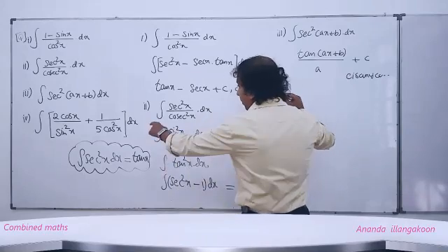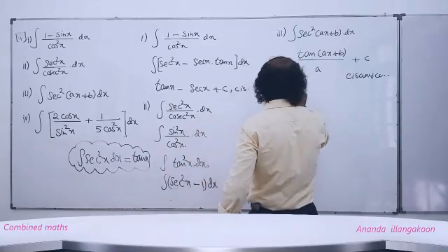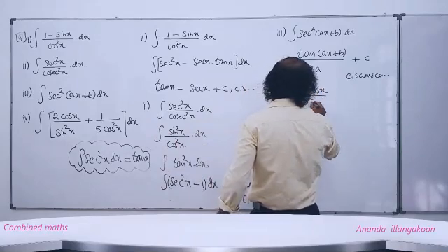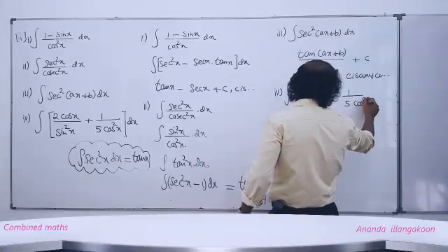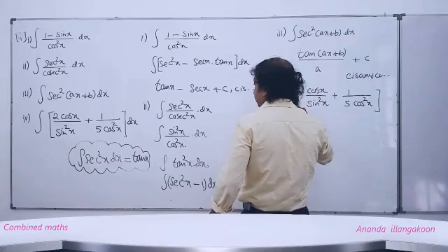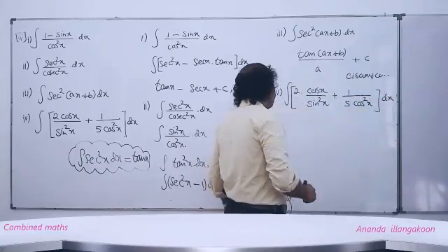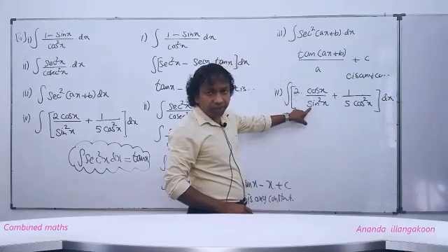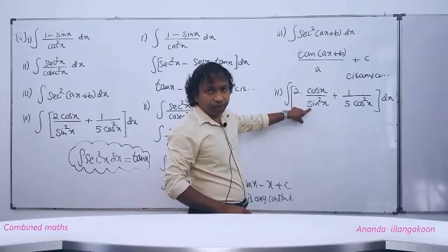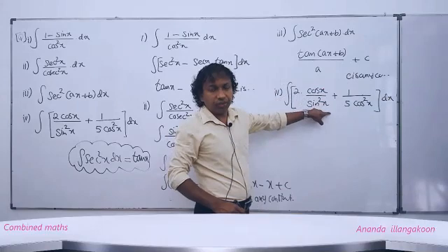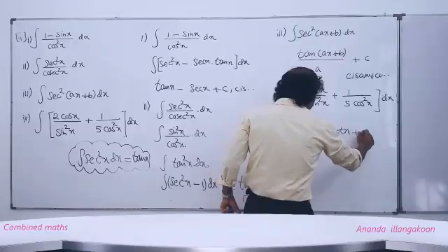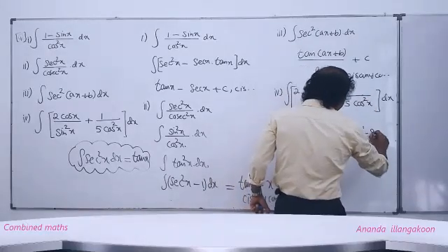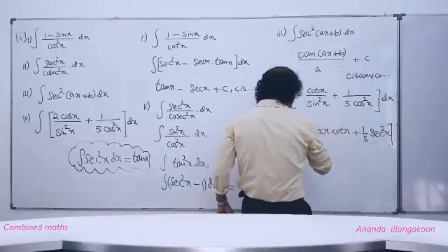Number 4, 2 cos x divided by sin squared x, plus 1 upon 5 times cos squared. Now here, 1 cos x and 1 sin x. In the denominator we have 1 upon sin x, cos x. Then this one you can write as 2 times cot x cosec x, plus 1 upon 5, and 1 upon cos squared x is sec squared x.